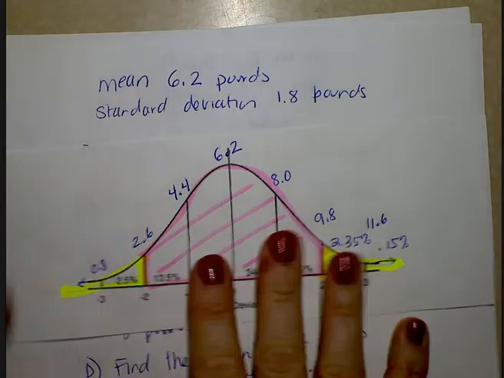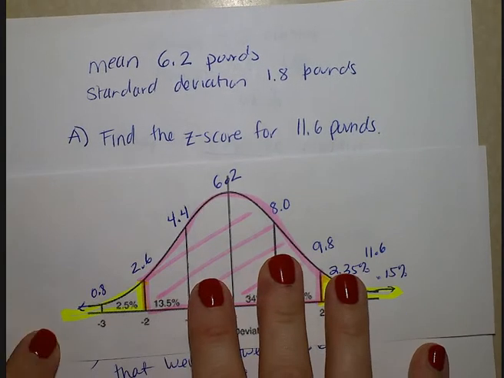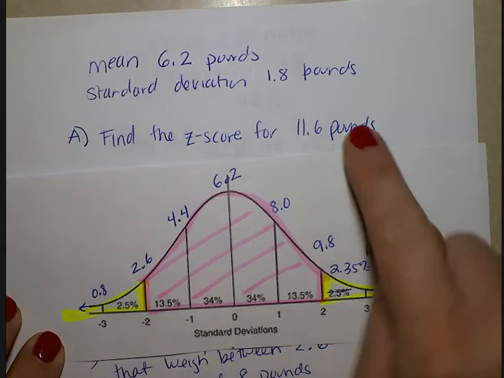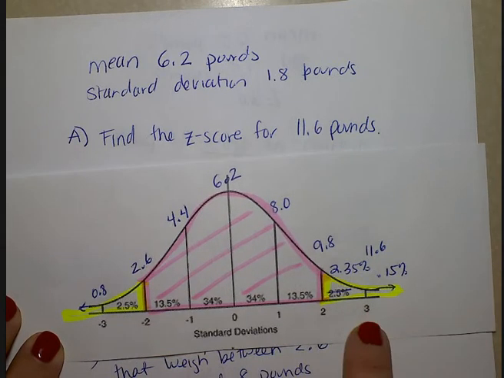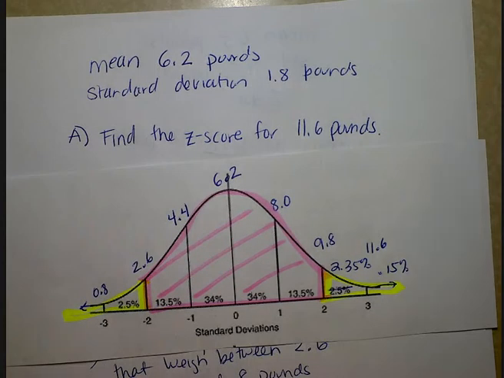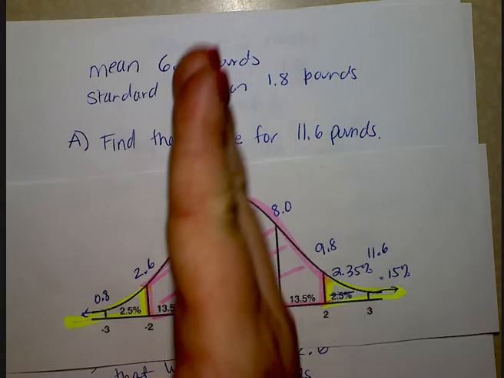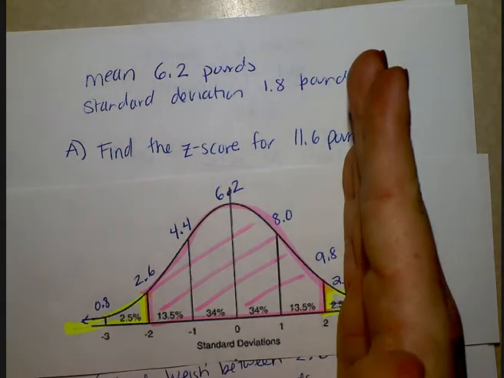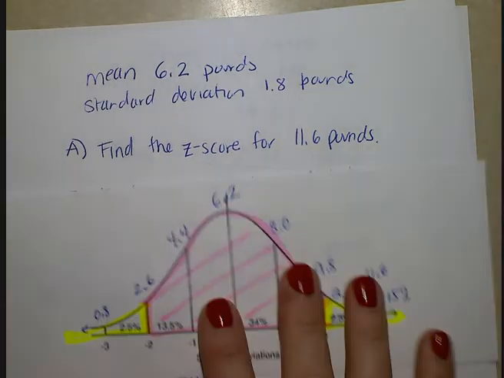Okay, here we go. Find the z-score for 11.6. Okay, 11.6 is right here. Z-score is positive 3, done. Hands up high if you understand that. Why is this easy? Because each one of the problems we do, the numbers land on these major lines, right? It's called the empirical rule. It makes life easy. Okay, going on to part B.